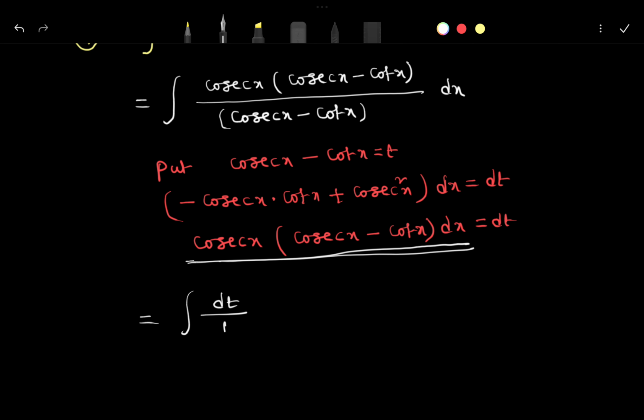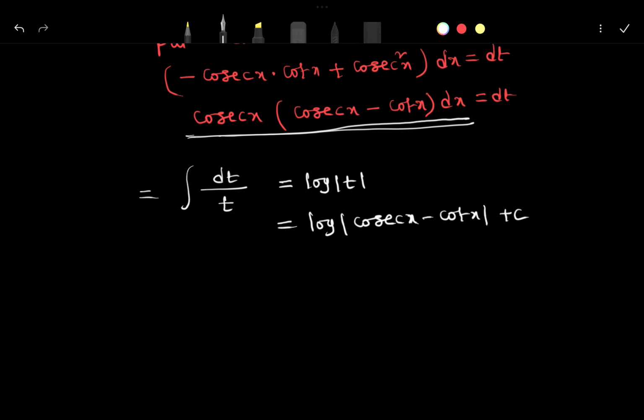Substitute that value: it is equal to integration of dt divided by cosecant x minus cot x. The value of cosecant x minus cot x is t. So what is the integration of 1 by x? Log x. So you can write this value will be log t. So what is the t value? Log of cosecant x minus cot x, plus c. Now this is one result.